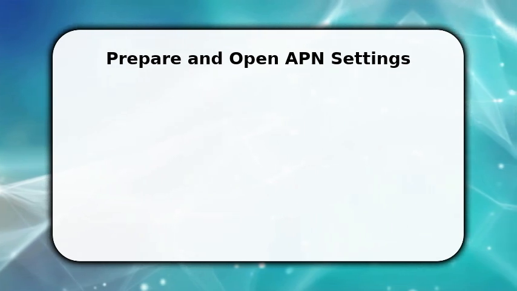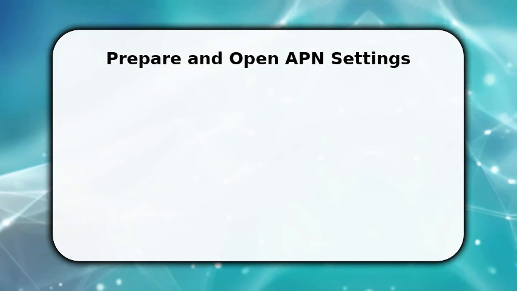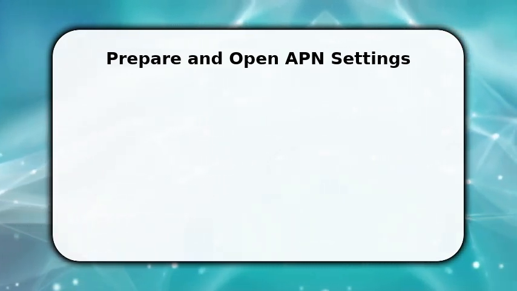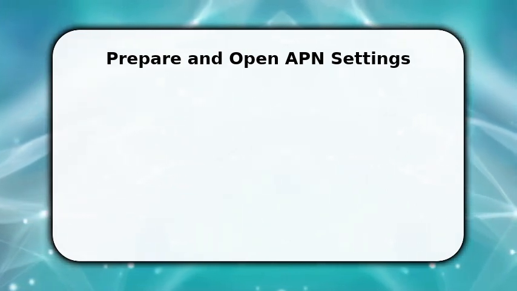From there, tap Mobile Network and choose Access Point Names. You're at the APN list now, where each carrier profile appears. Pause and identify the APN you intend to disable. Do not delete it yet, because you may need to restore settings.